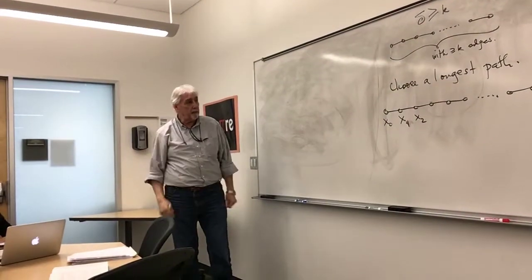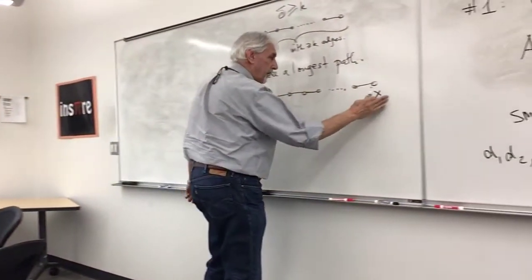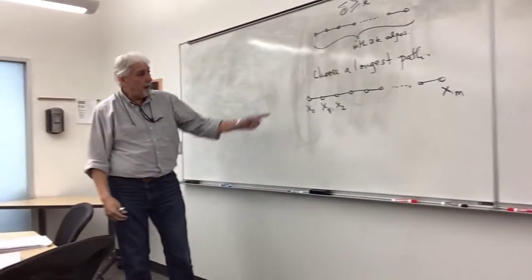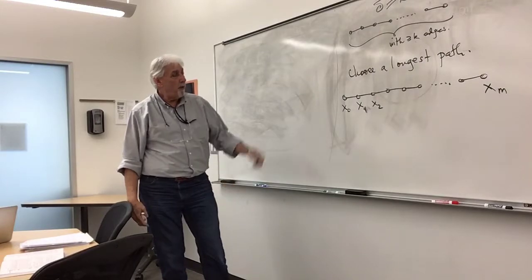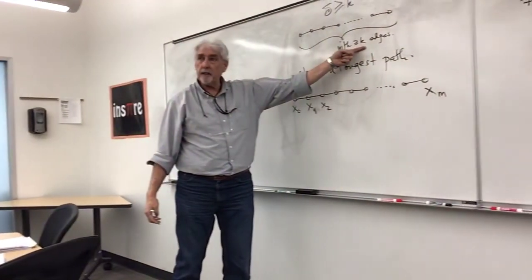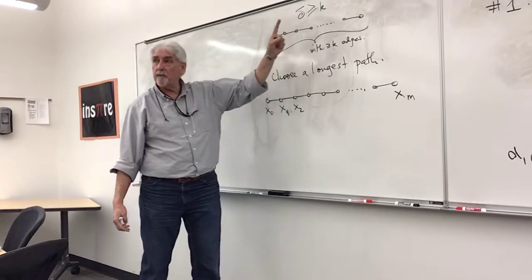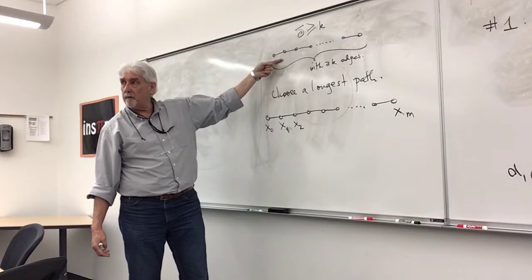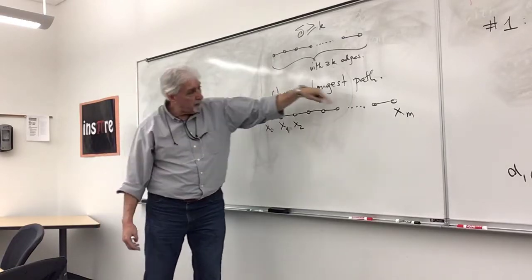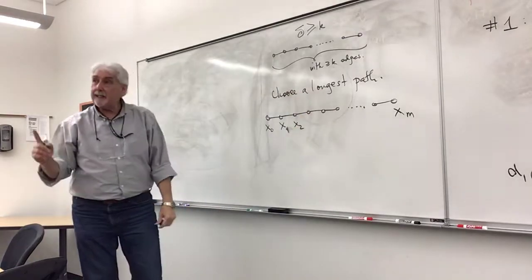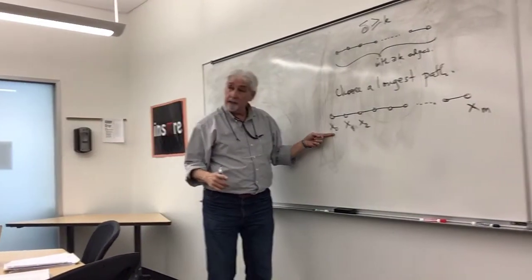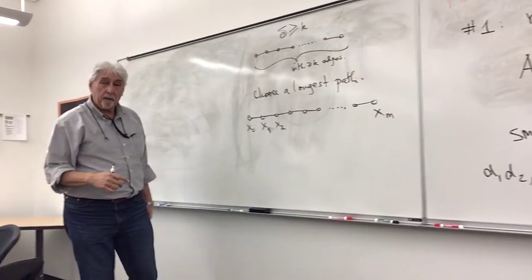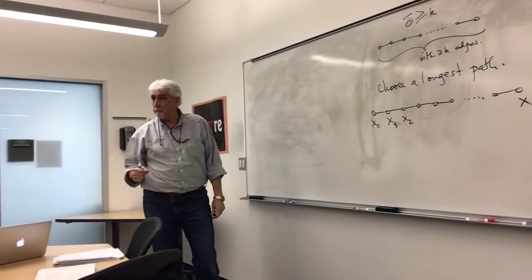Now, sorry, I'm abusing k. So this is the longest path. I don't know how long it is. I don't know how many vertices it has. I want to show that it has at least k plus 1 vertices. A path of length k has k plus 1 vertices. Okay, so I want to show that m is at least k. Notice I started at x0, x1, so if m is k, then that would be k plus 1 vertices. That's what I want to show.